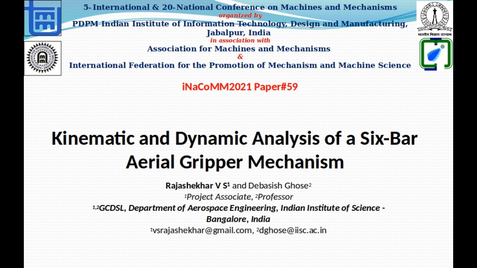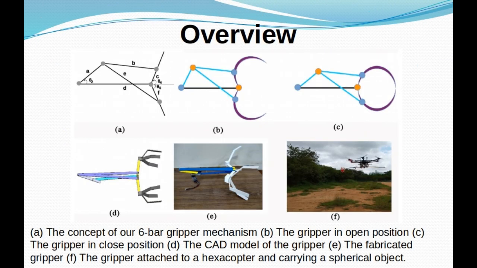This is V.S. Rajashekar, a project associate at the Guidance Control and Decision Systems Lab of the Aerospace Engineering Department at the Indian Institute of Science, Bangalore. Today I will be presenting an aerial gripper mechanism which is based on a 6-bar mechanism, and discuss its kinematics and dynamics. The overview of the presentation is as follows.